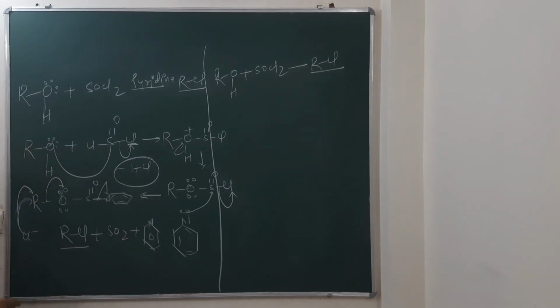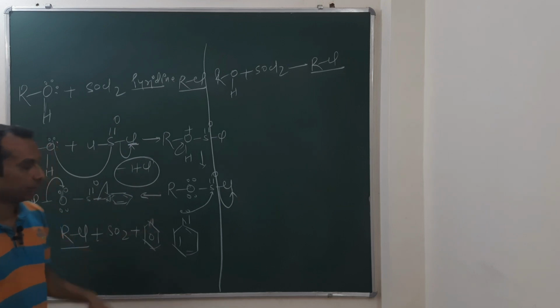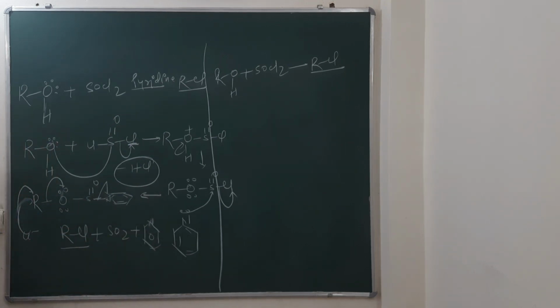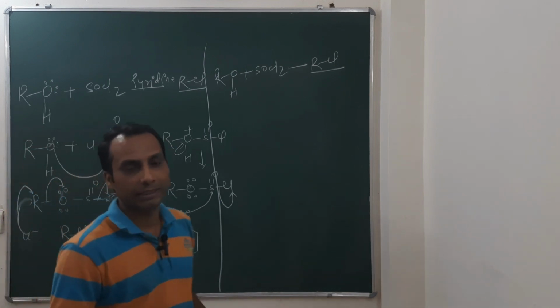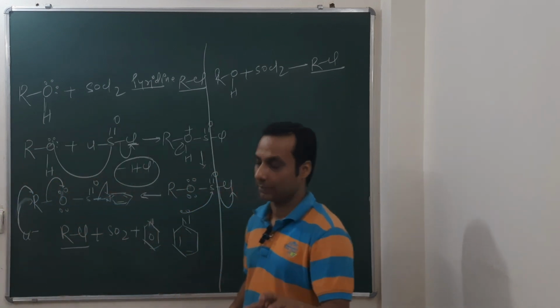So that is the process. It means that if we take SOCl2 with pyridine, it acts as an SN2 mechanism. Clear? But if you don't take the pyridine, it will follow the SNi mechanism.